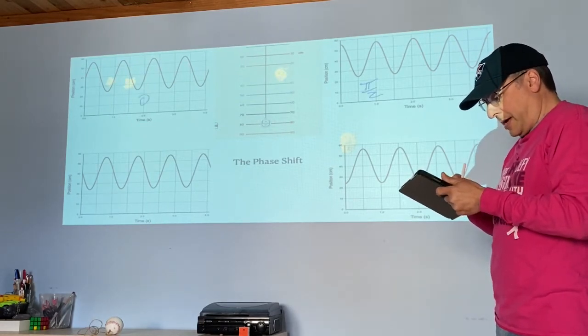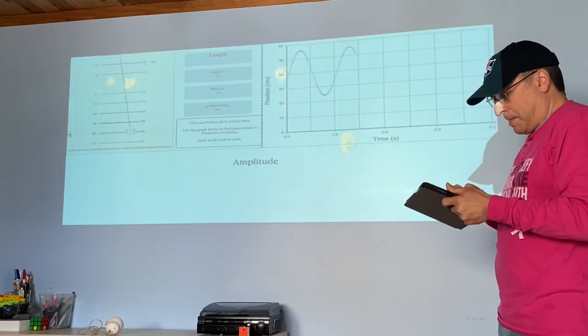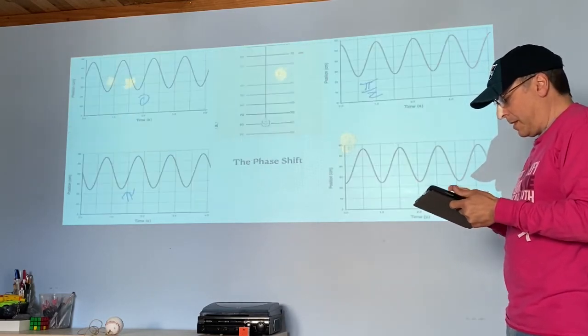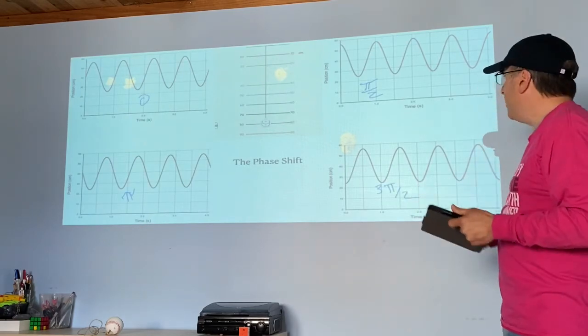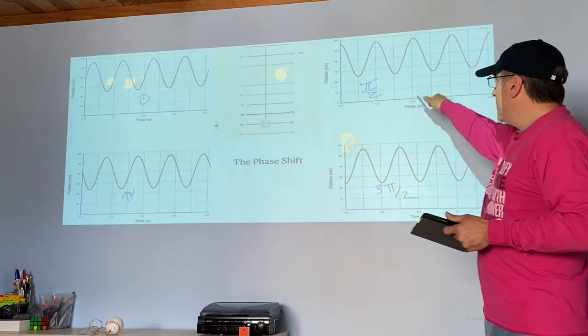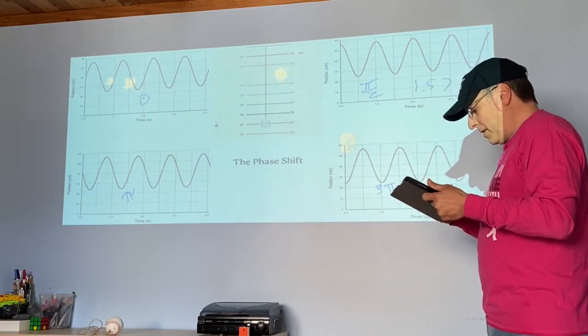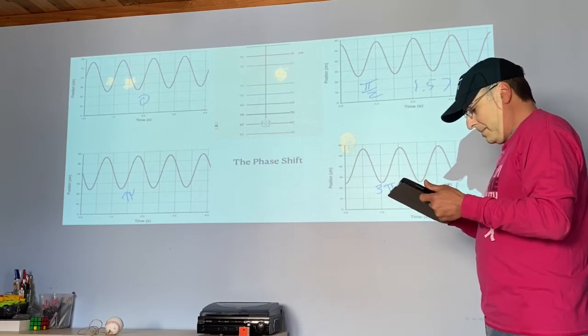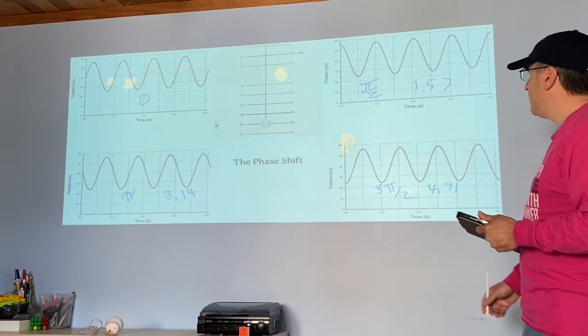Again, 0 and pi. And this one is a phase shift of 3 pi over 2. Decimals, 1.57, 4.71, 3.14. All right, so that's the phase shift.